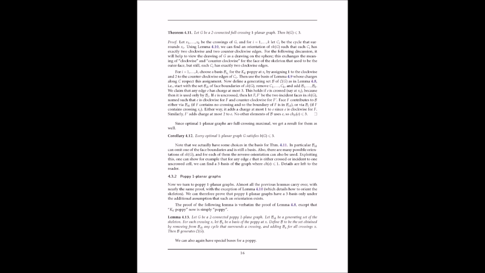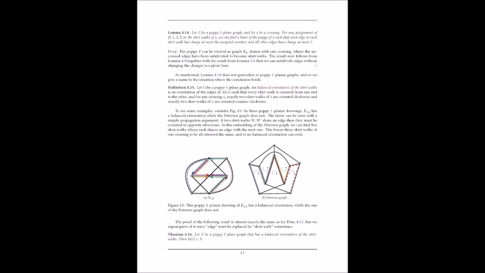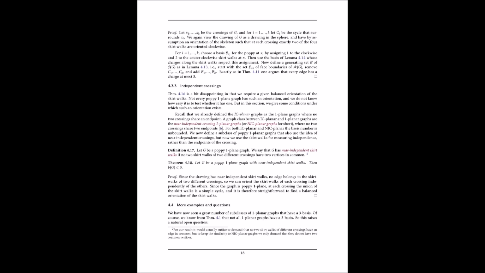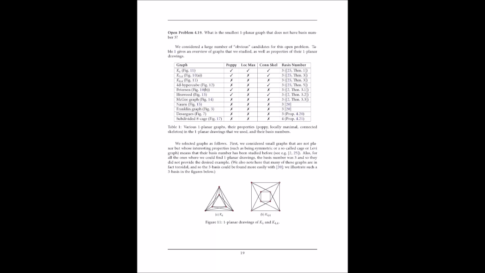I'm picturing these crossings with their little poppy cycles, like tiny fortresses guarding against complexity. What's the first insight the paper reveals about poppy graphs and their basis numbers? Well, one of the most striking results is that any poppy one-planar graph, assuming its skeleton has a balanced orientation, has a basis number of at most 3.